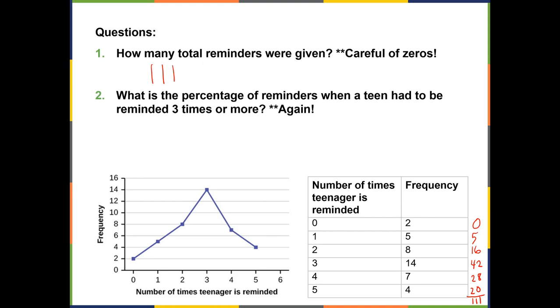What is the percentage of reminders when a teen had to be reminded 3 times or more? So that's going to be these down here, 42, 28, and 20. We add those together, we get, let's see, 0 carry the 1, 5, 6, 7, 8, 90. 90 out of the 111 times, they had to be reminded 3 times or more. Let's use Siri to help us compute. What is 90 divided by 111? The answer is about 0.8108. So that is about 0.81. So 81% of the time they had to be reminded 3 times or more.